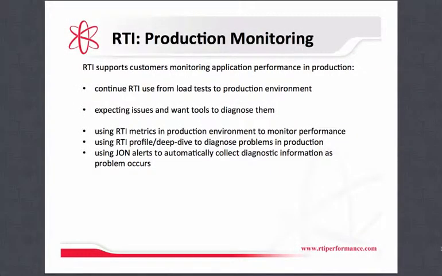Customers are using RTI to monitor their application performance in production environments. Often they'll continue RTI use from their load test environment to their production environment and reap the benefit of being familiar with the tool already. Customers use RTI metrics in JON environments to monitor the performance of their applications down to the transaction level. They can use the RTI profile and deep dive to diagnose any problems that happen in production. They use JON alerts to automatically collect diagnostic information as problems are occurring.